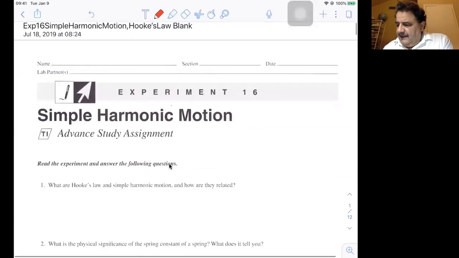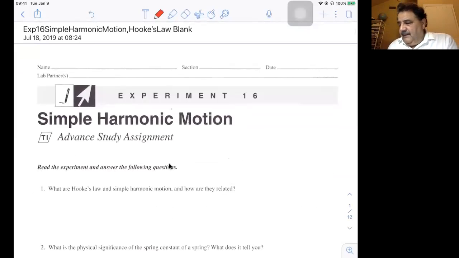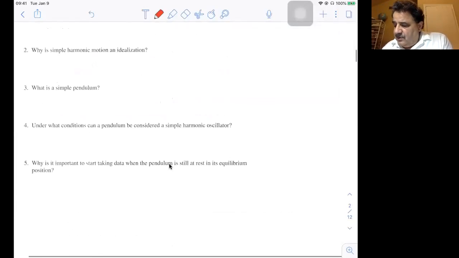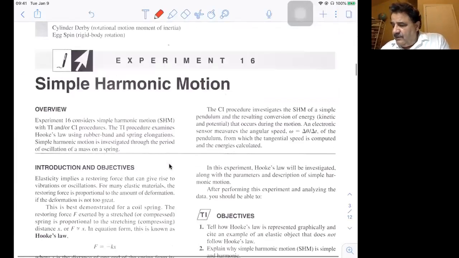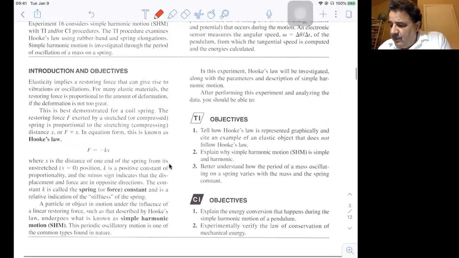because of the way they're applied to the computer procedure. Anyway, so you want to turn in the advanced study assignment, and I want you to read the overview, introduction, and the objectives. And basically, what we're studying is this here, Hooke's law.